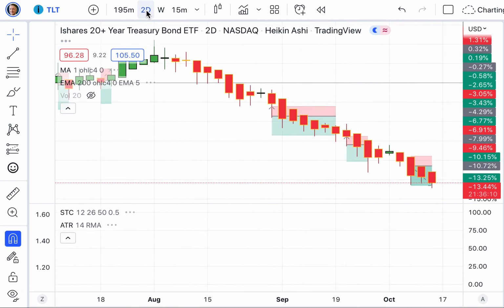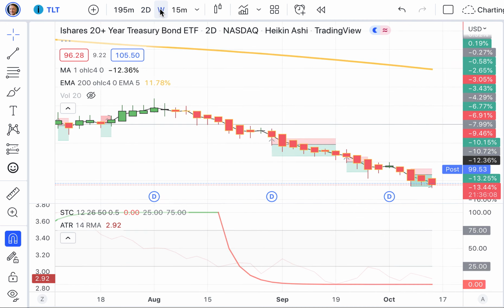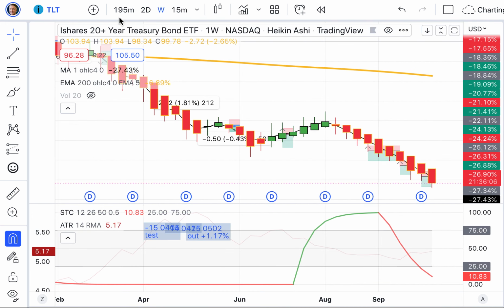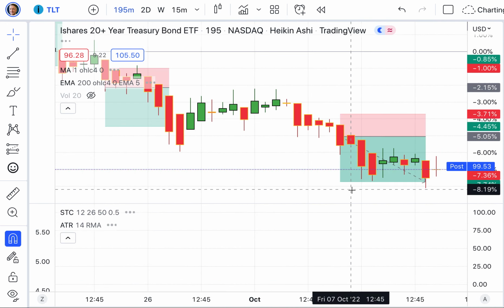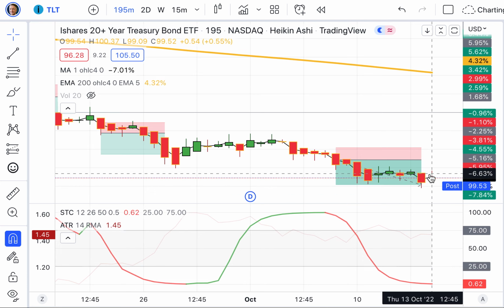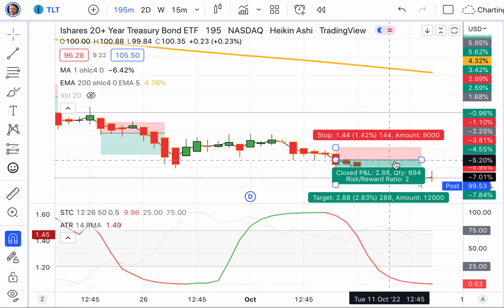Where are we on the 2-day? It's still negative, and the weekly still negative. So we'll see what happens. Hey, if it keeps going down, that's okay. If it rolls back over, oh, but I could have made, instead of 2.83%, I could have made 4%. You know what? Follow the rules. See how it works for you.